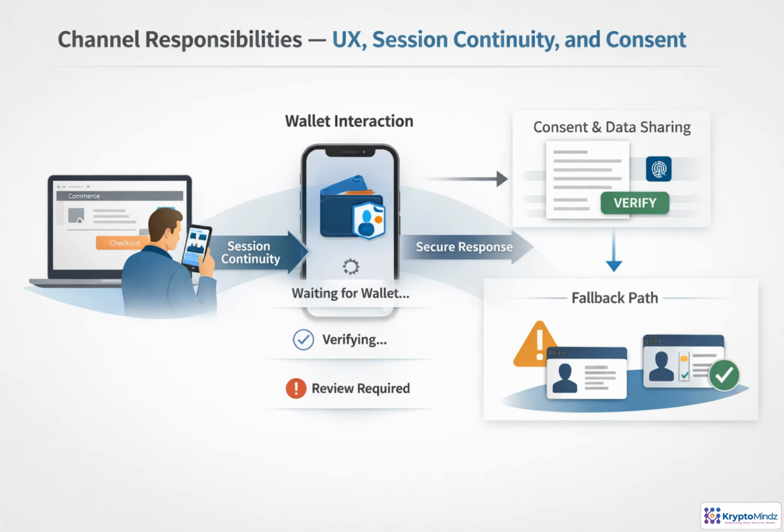Here, the channel becomes the customer's anchor. It keeps the application session alive while the wallet does its work somewhere else. The wallet holds verified identity. The channel never becomes the system of record. Instead, it explains what data is requested, why it's needed, and under what legal basis, and it shows clear consent choices. It then surfaces status updates, and if verification stalls or fails, it gently routes users to a fallback or manual review path.